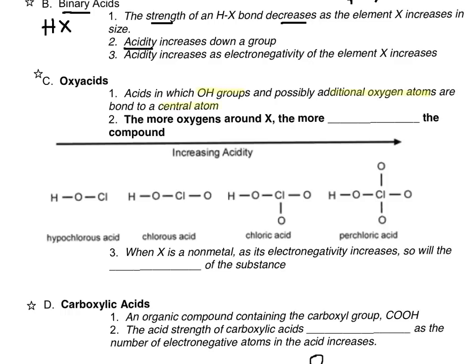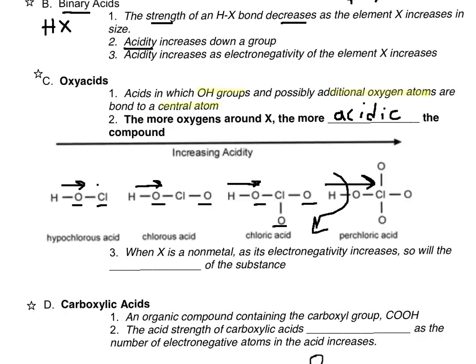The more oxygens you put around that central atom, the more acidic your compound becomes. Because if you look at your central atom, the more oxygens you add around it, the more those electrons are getting pulled away from the hydrogen. And when the electrons get pulled a whole lot from the hydrogen, it becomes much, much easier to remove that hydrogen from the anion. Another thing that can affect acidity of oxyacids is the electronegativity of X. As you increase that electronegativity, you increase that pull, and as a result, it becomes easier and easier to remove that hydrogen. It becomes more acidic.